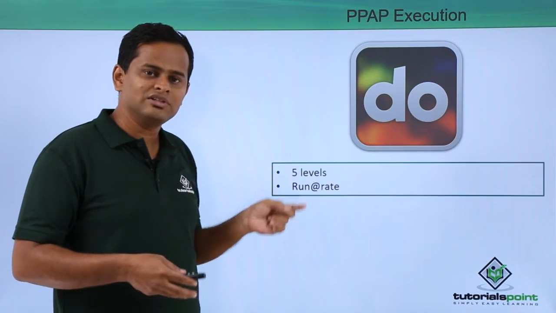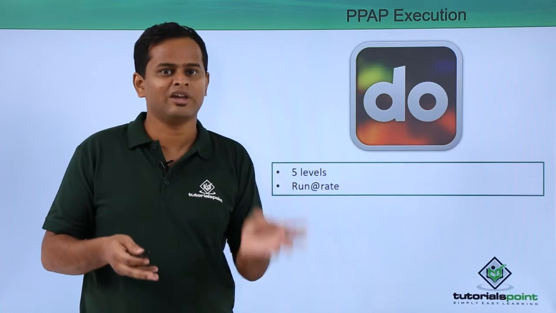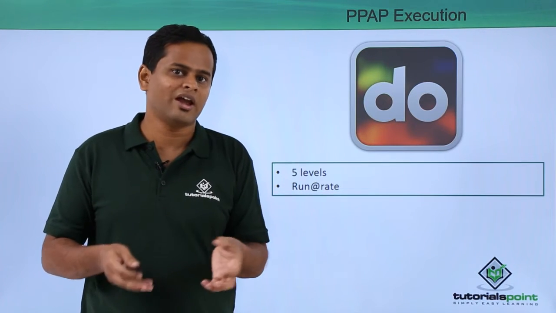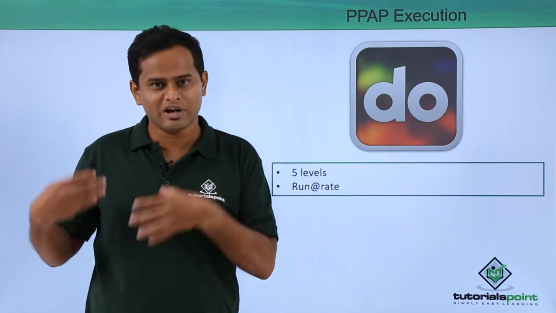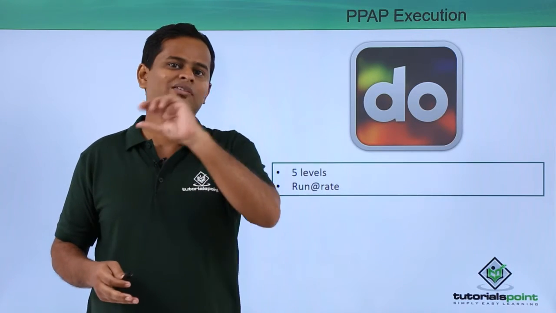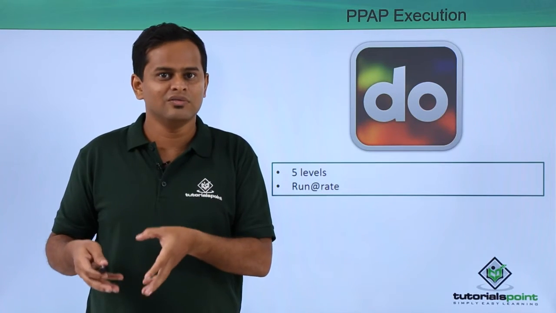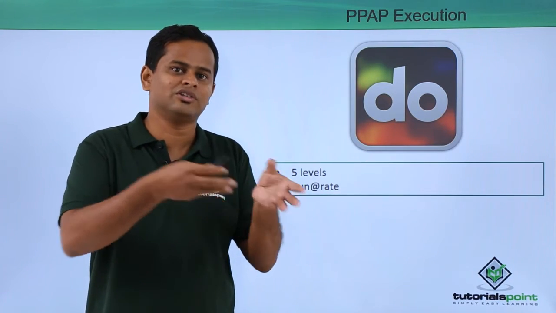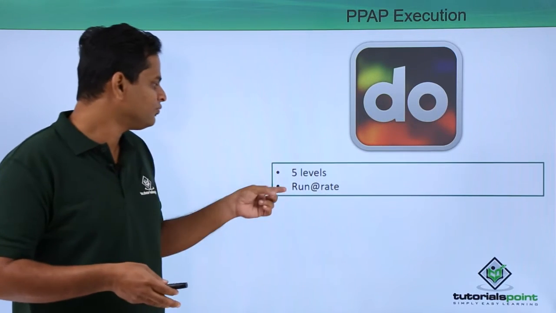There are 5 levels of PPAP or PSW from the AIAG manual, and we can understand from our customer requirement or from our company standard what is the level of PPAP that we need to have. So based on that, we can easily go ahead with further planning and execution of these particular PPAPs.